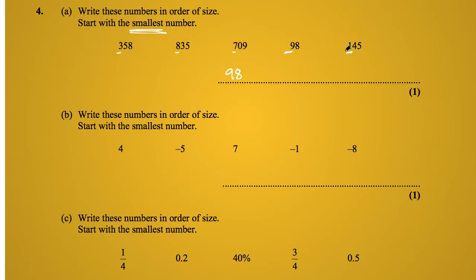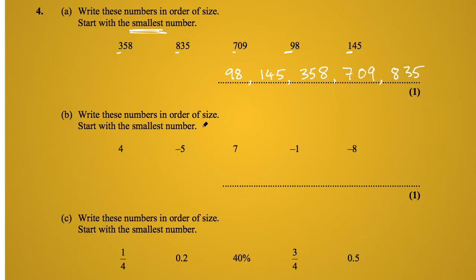Anything in the hundreds column is far more significant than anything in the tens or units column. So in order, we've got 98 with a 0 in the hundreds column, then a 1 in the hundreds column, then a 3, a 7, and an 8 in the hundreds column. I'll just put commas between them to separate them clearly.